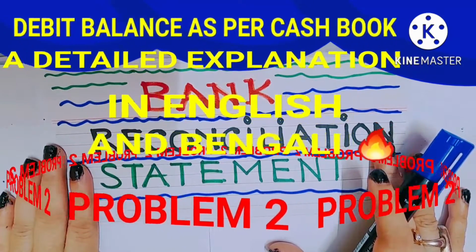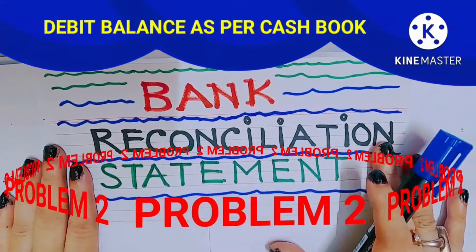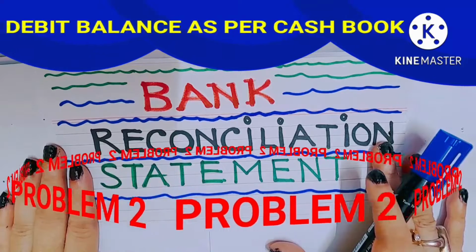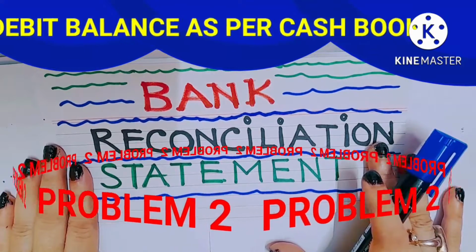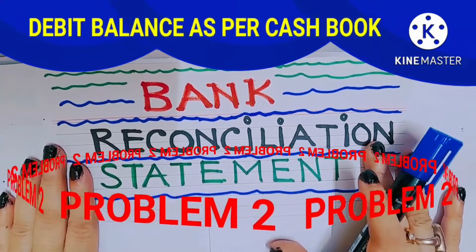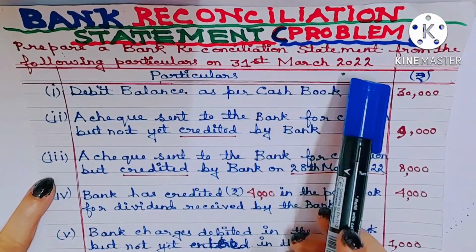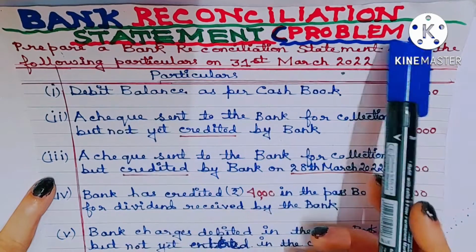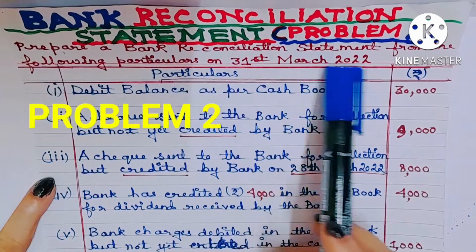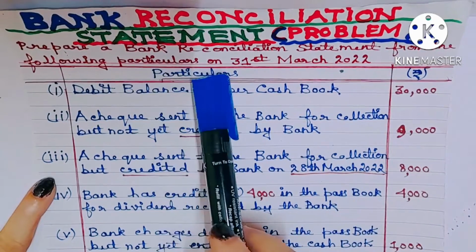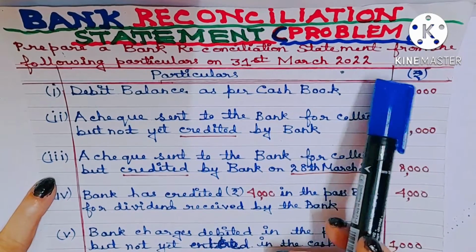In this video, I am going to discuss how to solve bank reconciliation statement problem number 2, or BRS problem number 2, in detail. So let's get started. Let's begin. So this is the problem. Let's go through the problem. Bank reconciliation statement problem number 2. Prepare a bank reconciliation statement from the following particulars on 31st March 2022.